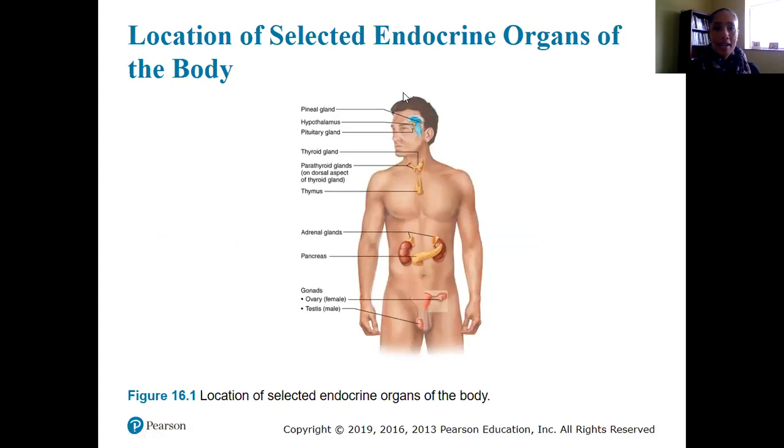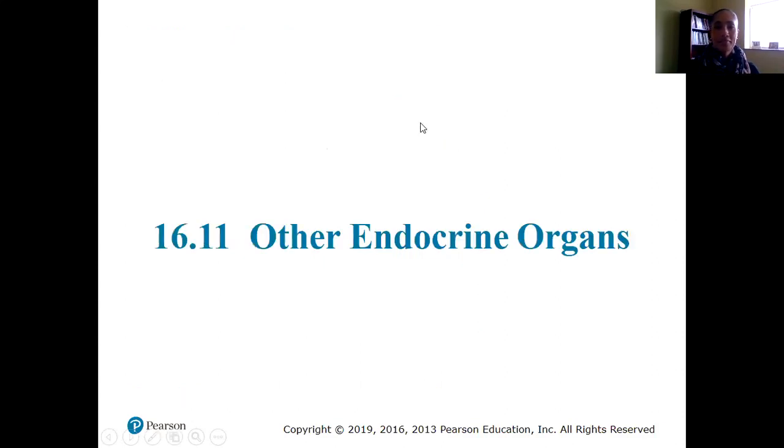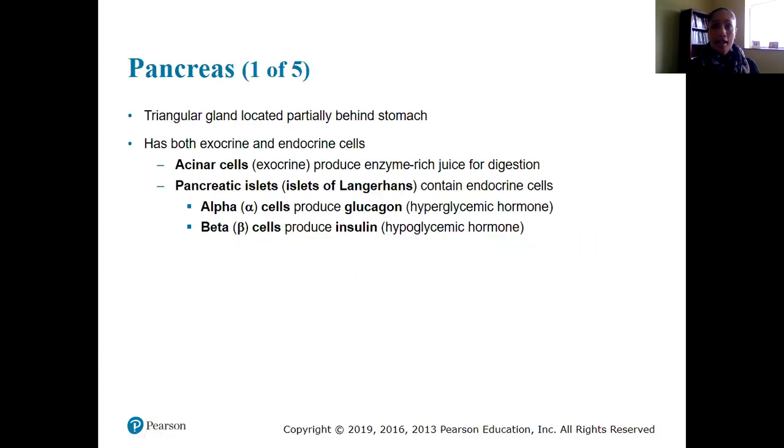So here we have a diagram showing us an overview of different parts of our brain, and the pineal gland is right there. Okay, so we're going to go into the latter part of this chapter that's going to talk about other endocrine organs. So these are organs that do not primarily have an endocrine function, but because they do release hormones, they are going to be considered an endocrine organ as well.